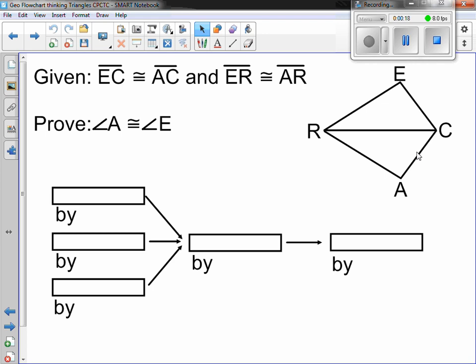The homework assignment will be a paper copy. You're going to have to actually turn that in. It won't be on Big Ideas Math. It will be a paper assignment. And the flowchart for that has already been set up. We just need to fill it in. And what we're going to be doing is using this flowchart thinking and CPCTC.